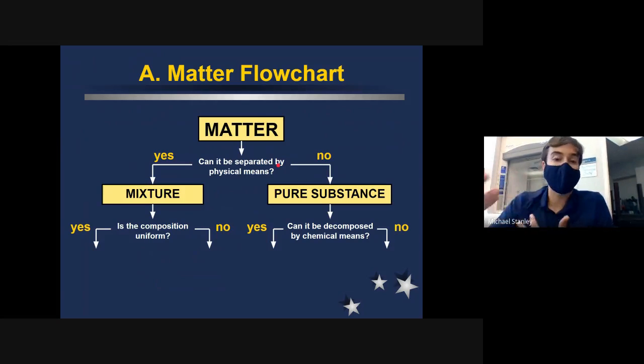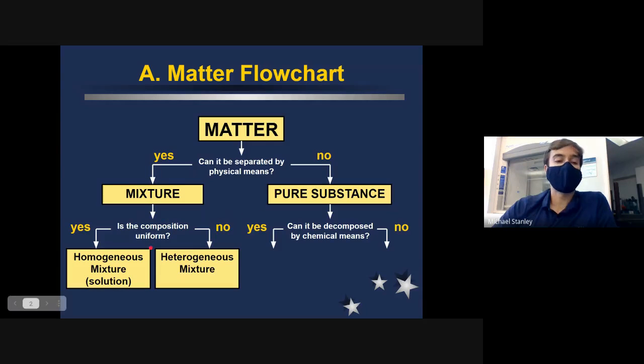In general, matter can be put into 2 broad categories. Either it is a mixture of lots of different types of substances and particles, or it is a pure substance that is made up of just one type of particle. If it's a mixture, it could be a homogeneous mixture or a heterogeneous mixture, and we'll talk about what those are a little bit later on.